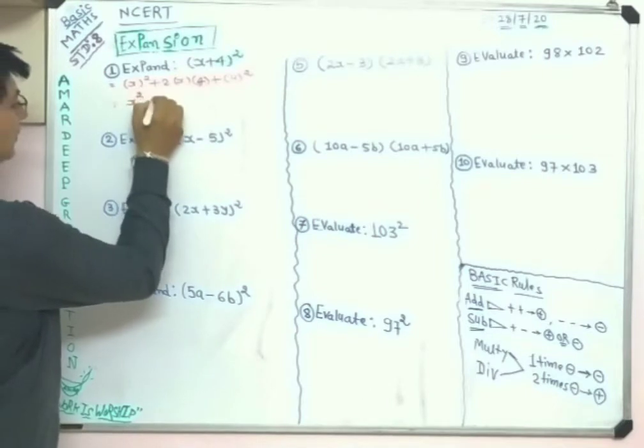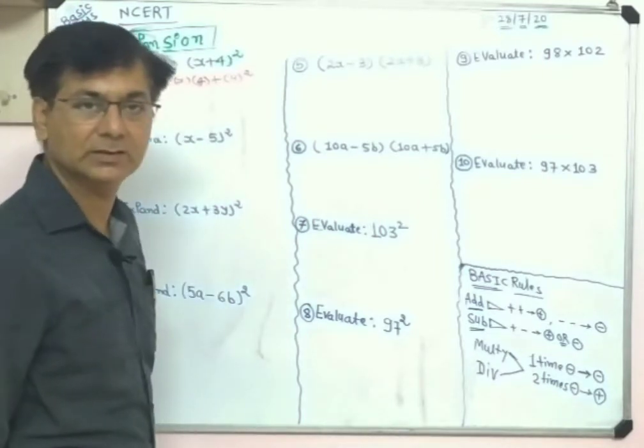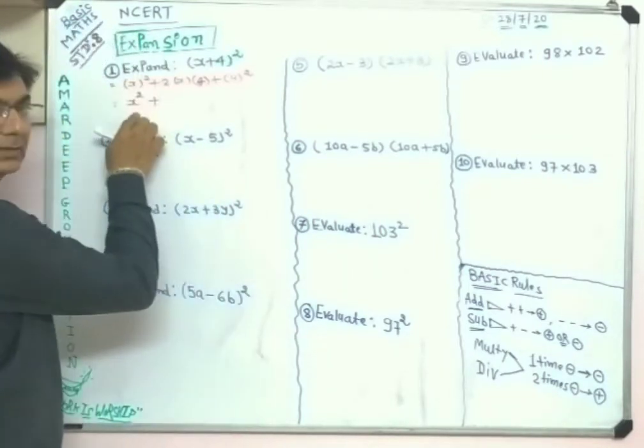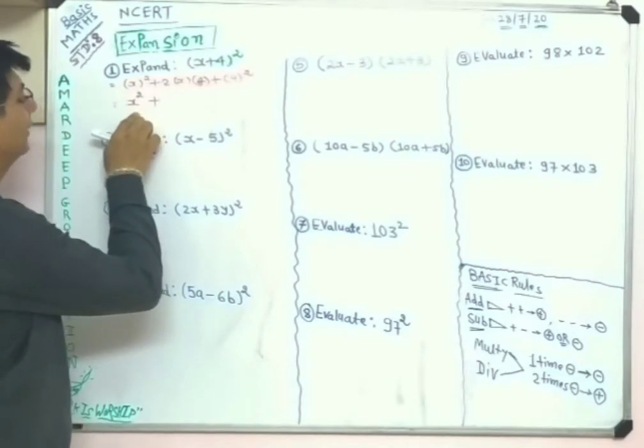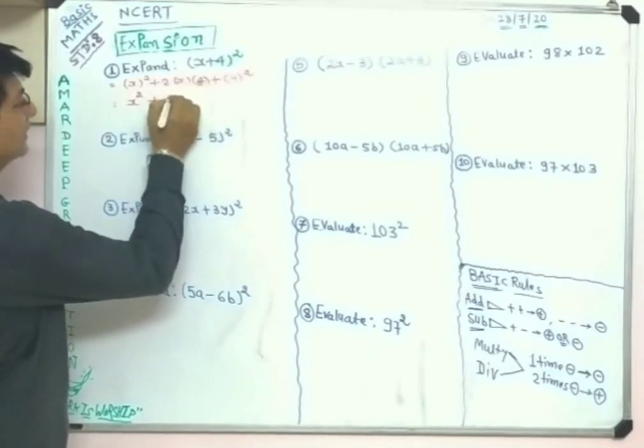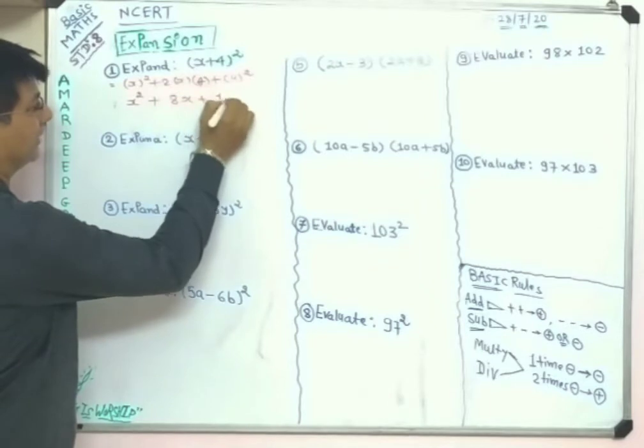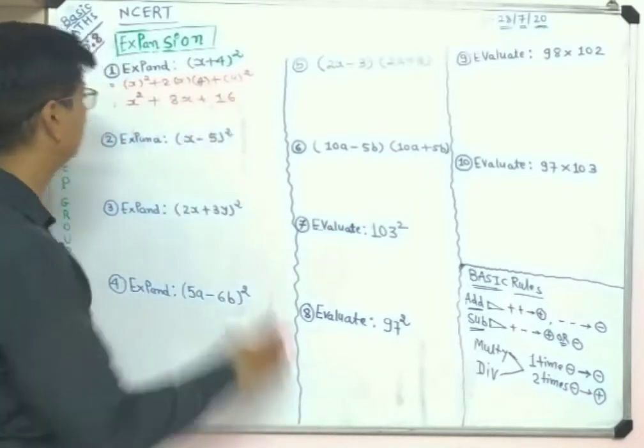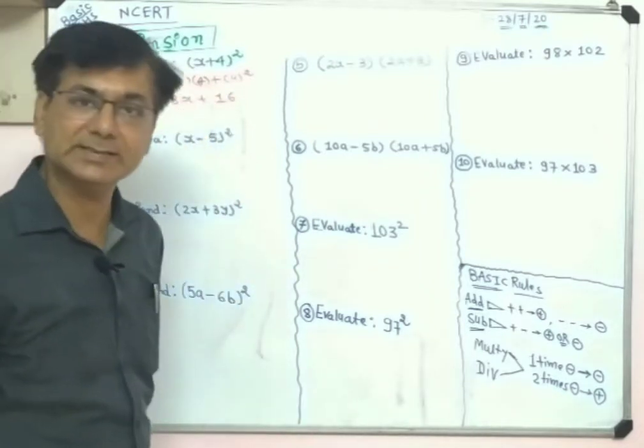So simplify these terms. First is x square, 4 times 2 is 8, and 4 squared is 16. So the answer will be x square plus 8x plus 16.